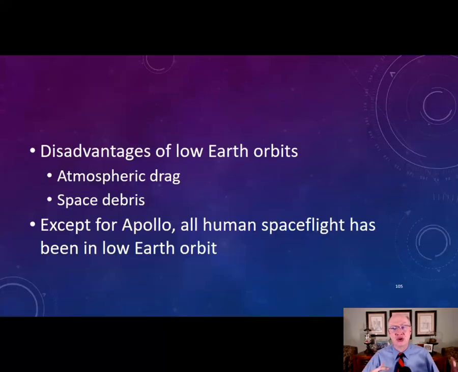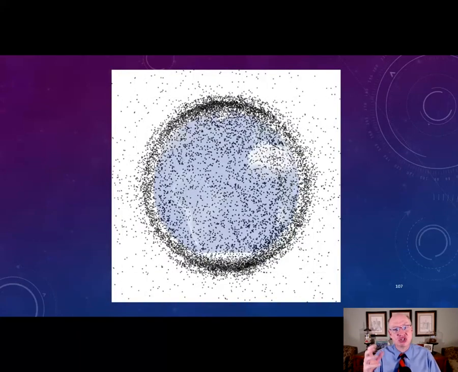There have been a couple of famous cases. One about 10 years ago where China used an anti-satellite weapon to destroy one of their own satellites and created thousands of pieces of space debris. We've had a couple of incidents in history where two satellites have collided with one another, destroyed the satellites, and created thousands of pieces of space debris. So another disadvantage of low Earth orbit is just the tremendous amount of debris that is out there, a phenomenal amount of debris.